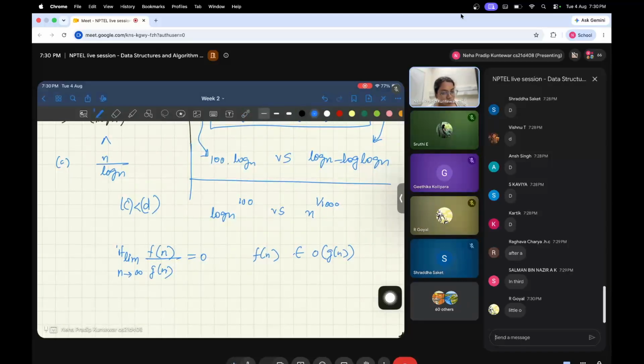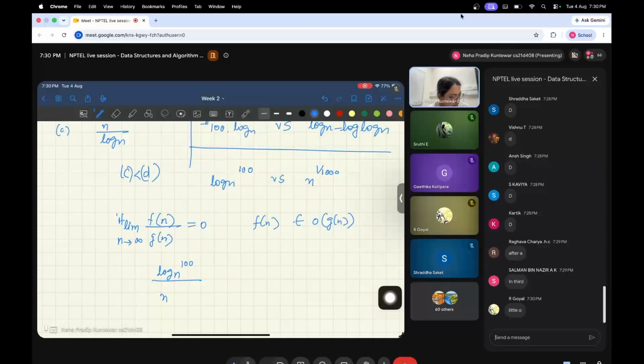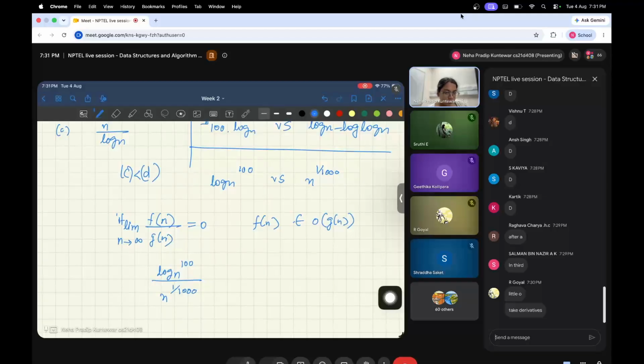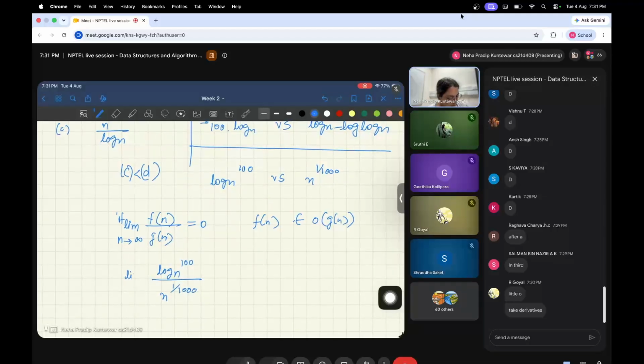So let us look at what happens here if you have log n to the 100 divided by n to the 1 by 1000. So what is this quantity?